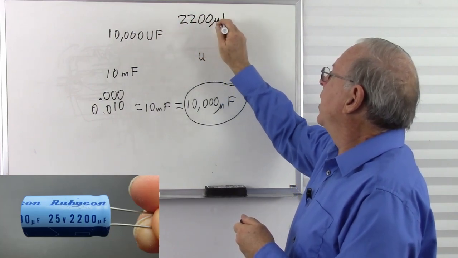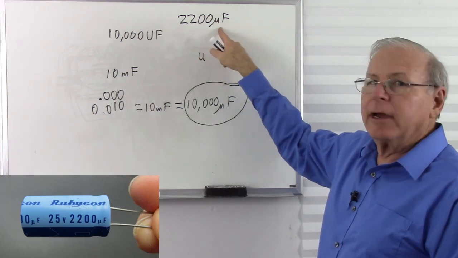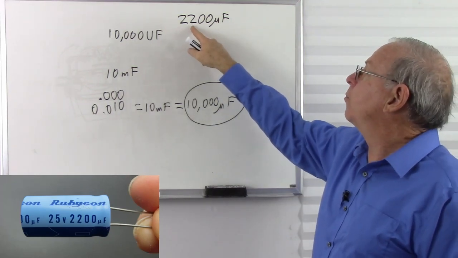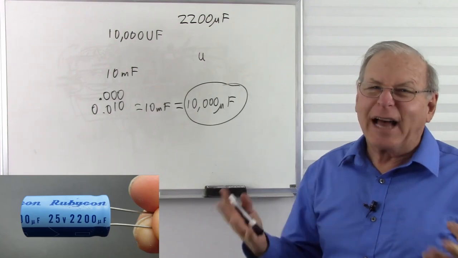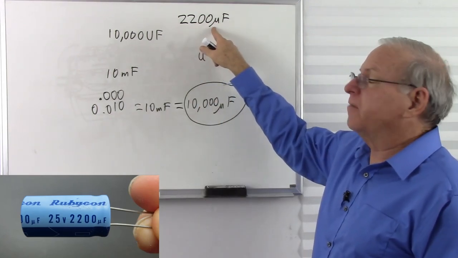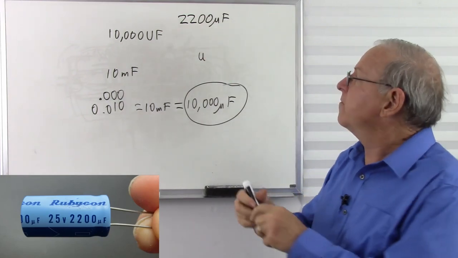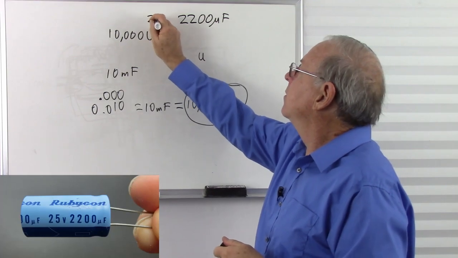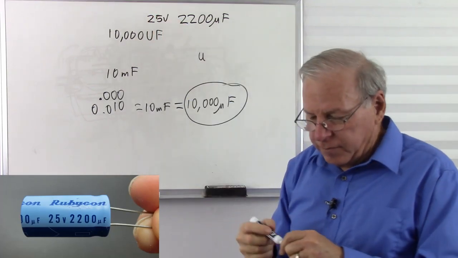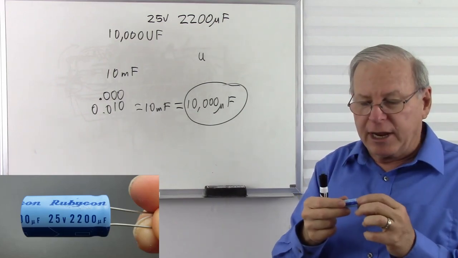2200 µF. So that's a 2200 microfarad capacitor, or 2.2 millifarads. I don't usually use millifarads, but you might hear people say that. So, a 2200 microfarad capacitor. It also says that it is 25 volts. So you don't want to exceed that voltage because then the capacitor will break down.